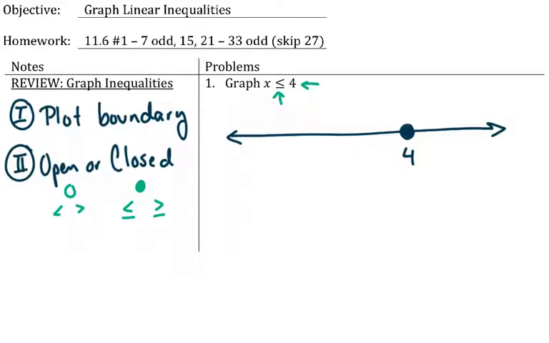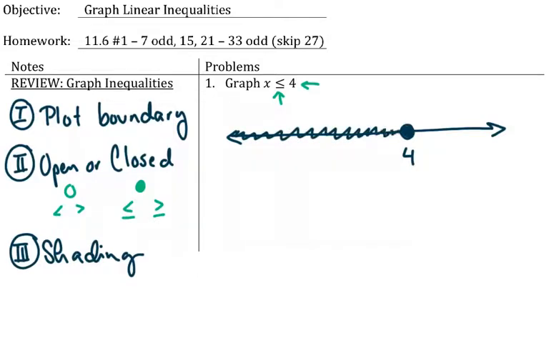The third step we have to do is decide on shading. So with the shading, we can either be shading to the left of the boundary or to the right of the boundary. In this case, we see that x is the less than sign, and so then we are shading in the numbers that are smaller than 4. So with shading, you're looking for less than or less than or equal, or greater than or greater than or equal. So hopefully this feels pretty familiar, but take a second to review and practice. If you're not sure, you can go back and look at old notes.